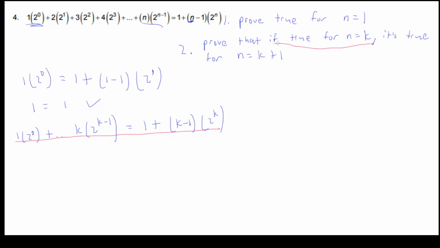Okay, so now we have to prove that if it's true for n equals k, it's true for n equals k plus 1. So basically when n equals k plus 1, you're basically just adding another one of these terms and inserting k plus 1 in for n. So we would get this. So everything over here, 1 times 2 to the 0 plus all the way to k times 2 to the k minus 1. And then the only difference is now we're adding the k plus 1th term. So plus k plus 1 times 2 to the k plus 1 minus 1.